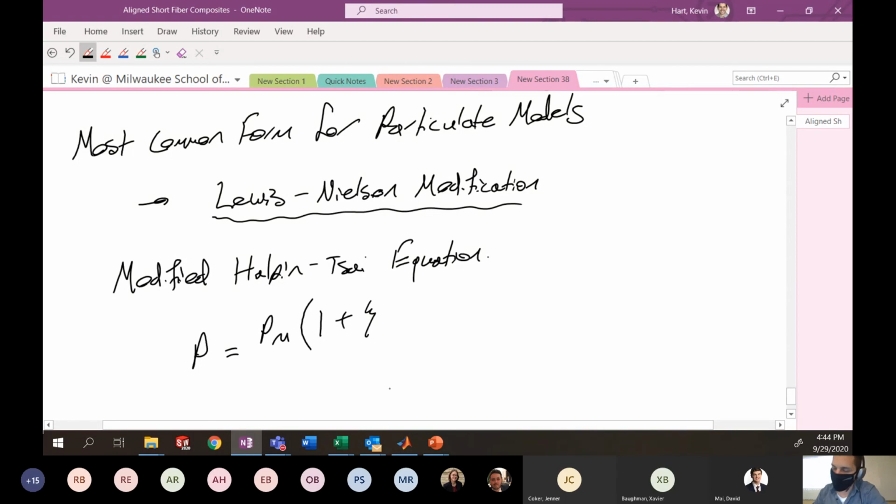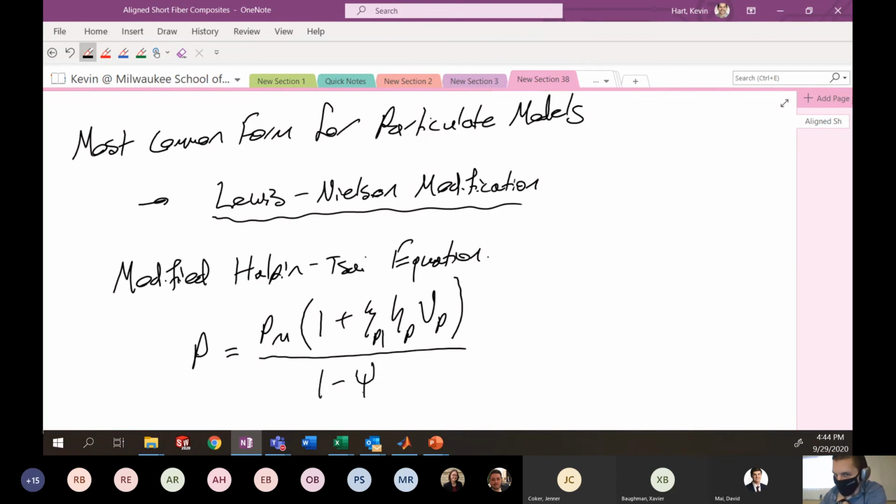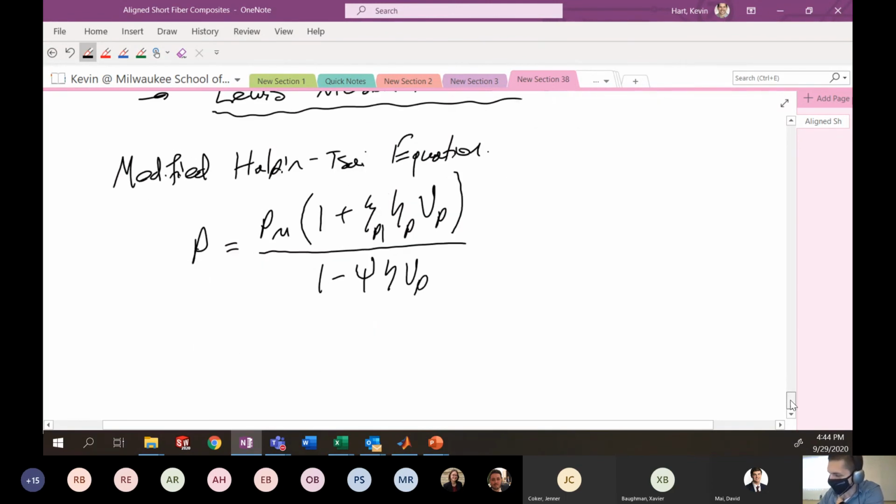Xi, subscript PL usually. Eta, P, volume fraction particles, over 1 minus another parameter. This is psi, S-A-I, as opposed to xi. Don't get confused. Eta, V_P. Here's your general Lewis-Nielsen approximation.